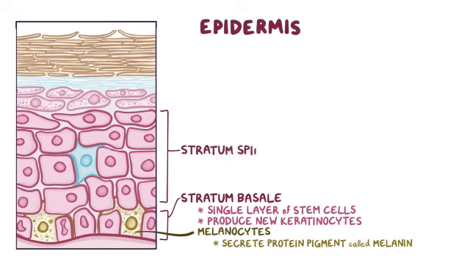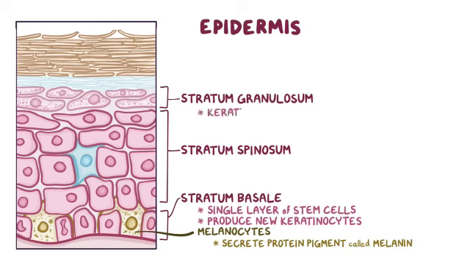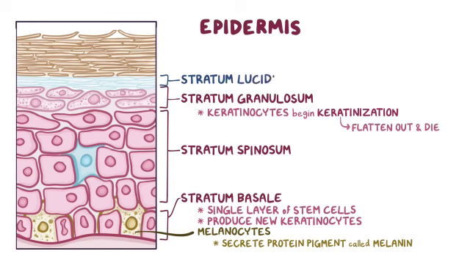As keratinocytes in the stratum basale mature and lose the ability to divide, they migrate into the next layer called the stratum spinosum, which is about 8 to 10 cell layers thick. The next layer up is the stratum granulosum, which is 3 to 5 cell layers thick. Keratinocytes in this layer begin the process of keratinization, which is the process where the keratinocytes flatten out and die. Keratinization leads to development of the stratum lucidum layer, which is 2 to 3 cell layers thick of translucent, dead keratinocytes.